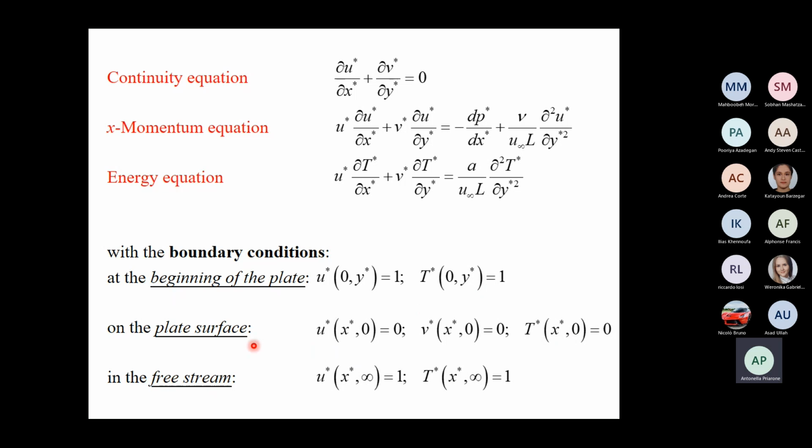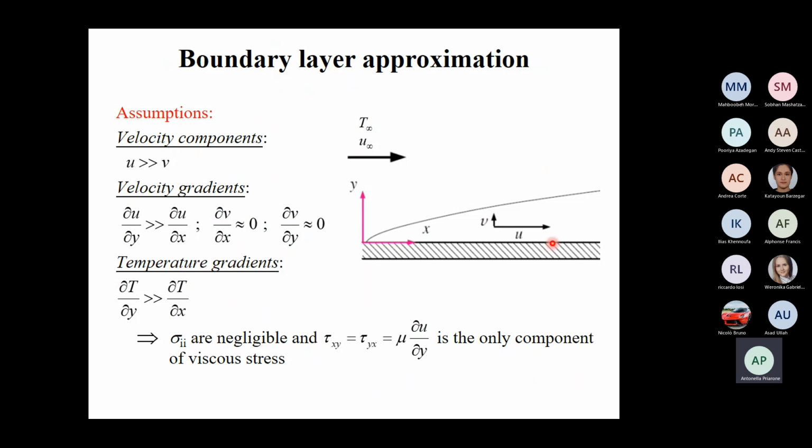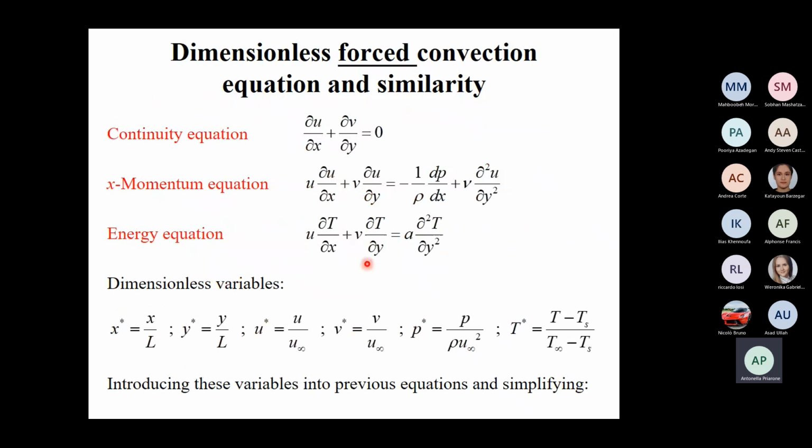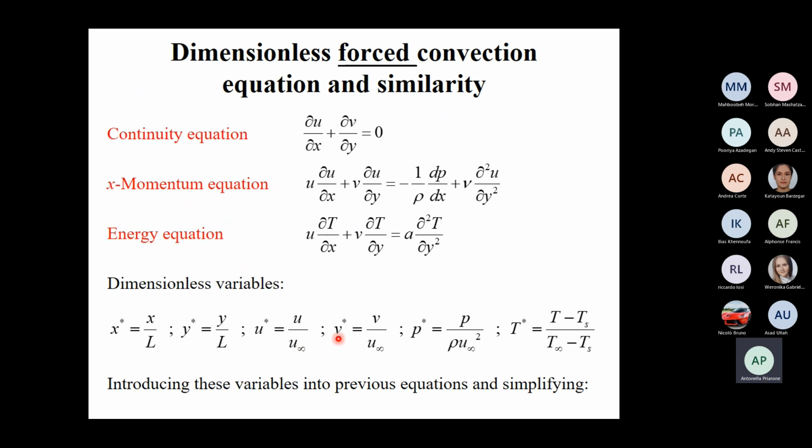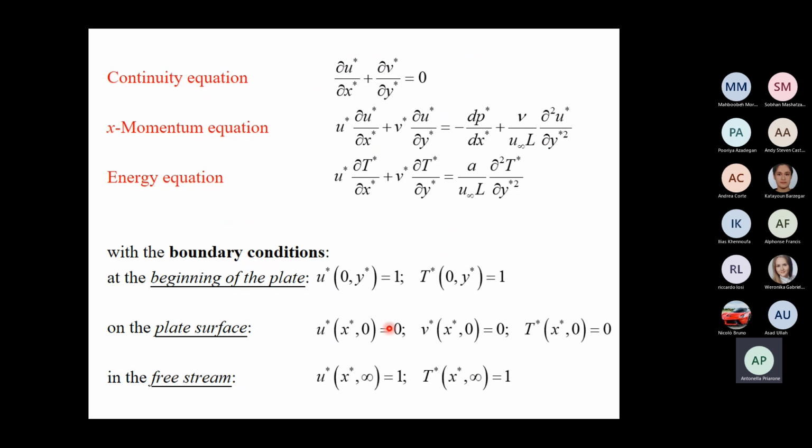Then I analyze the case on the plate surface. On the plate surface means for y equal to 0. What happens at the surface? I have a no-slip condition for the velocity, so u equal to 0, v equal to 0, and t equal to ts. So y equal to 0 means also y star equal to 0, and I write here y star equal to 0 in all the boundary conditions. And I say that at the plate, u and v are equal to 0, no slip condition. U and v equal to 0 means also u star and v star equal to 0. And exactly this is what I can read here.